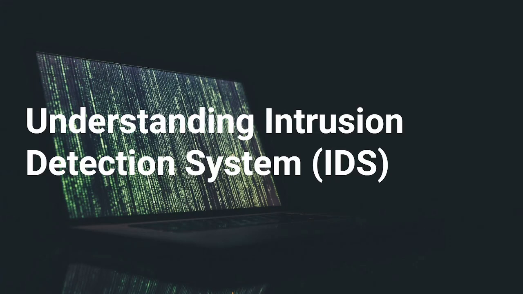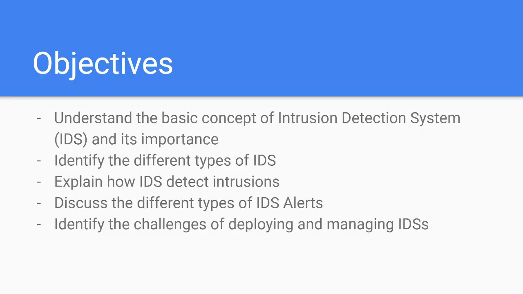So today we are going to be talking about understanding intrusion detection system, that is IDS. So here are the objectives for the class. Number one is to understand the basic concept of intrusion detection system and its importance. Identify the different types of IDS. Explain how IDS detects intrusions. Discuss different types of IDS alerts. Identify the challenges of deploying and managing IDS.